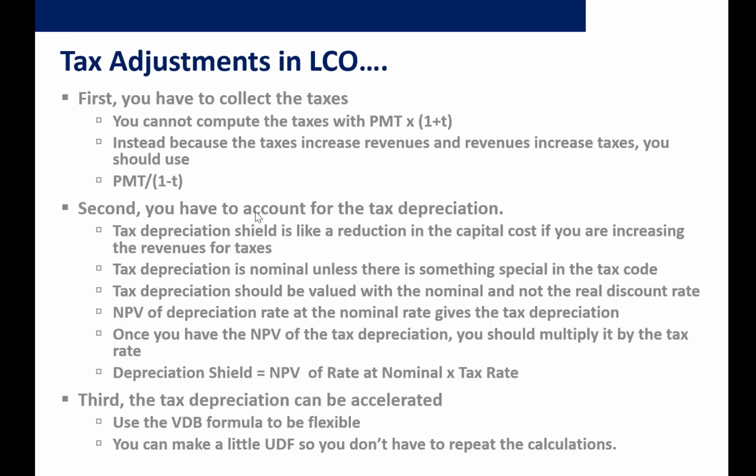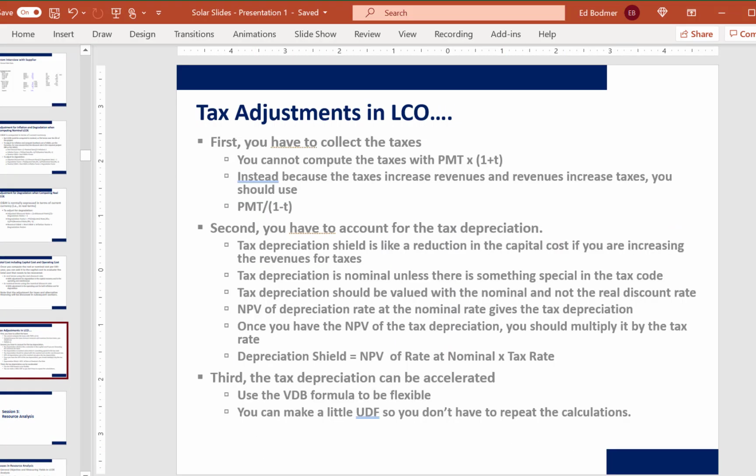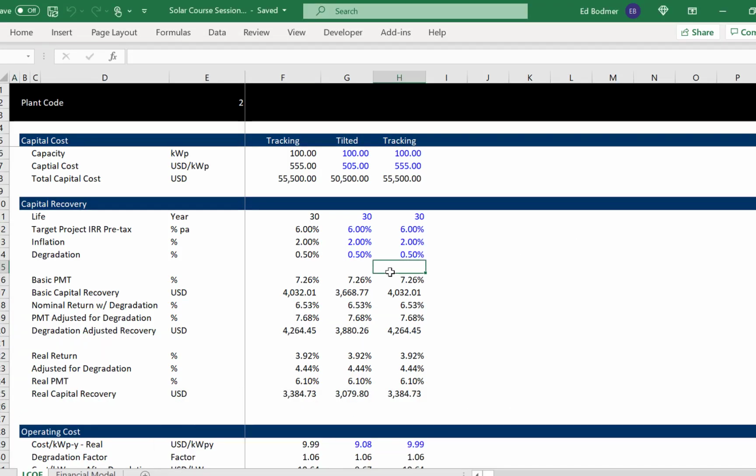When we make these adjustments, here's what the final result looks like. If you have an incredible amount of patience and work through all of this, we're going to put the tilted and the tracking in. We're going to have a separate little section for our capital costs and our capital recovery. We'll make an adjustment for degradation and reflect that in the discount rate, and compute a carrying charge adjusted for degradation, on a real basis as well.